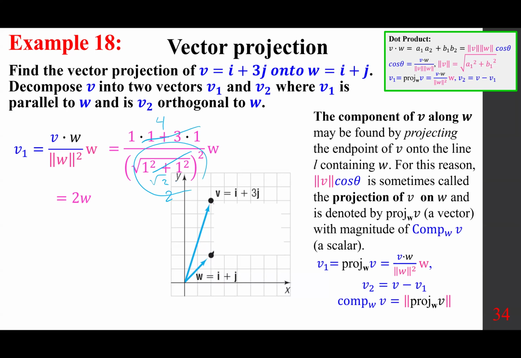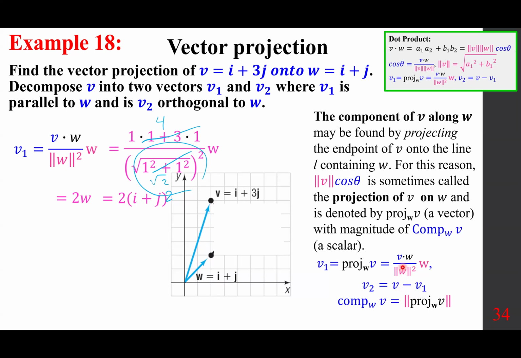2W. 2 times W, 2i plus 2j. Very simple. Just follow this formula. Let's plug in. Dot product of these two, and then the magnitude of W squared times W. So what about V2?